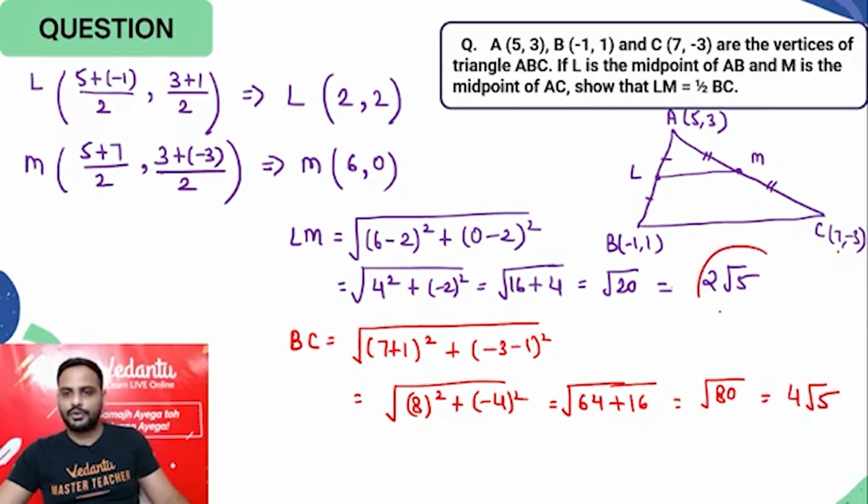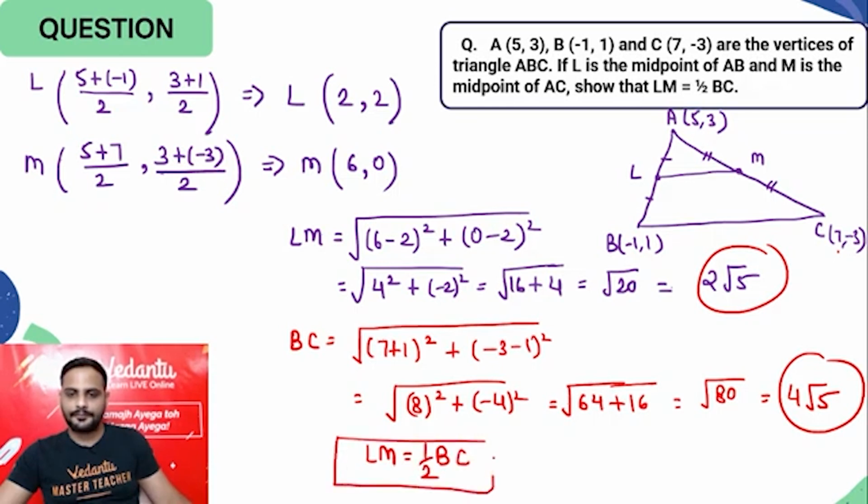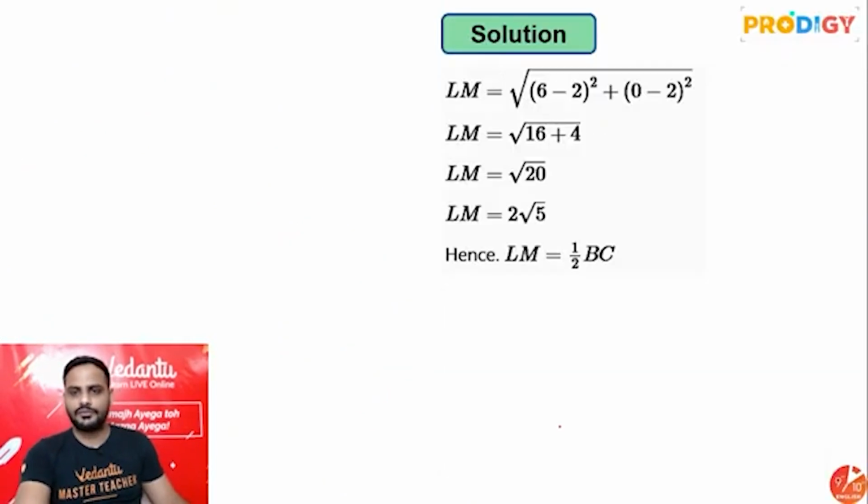So guys, you can clearly see that LM is half times of BC. Right? We can clearly see LM is half times of BC. Alright? Clear? Easy? Chalo bhai, let's move to the next part.